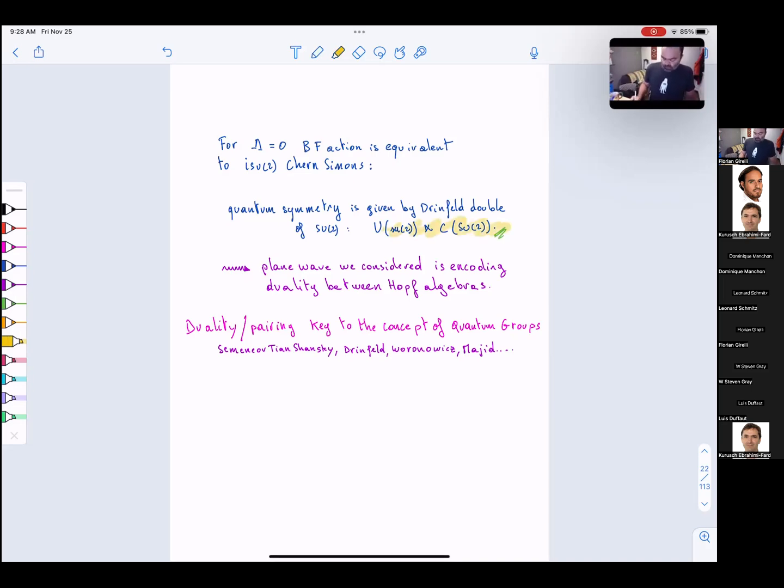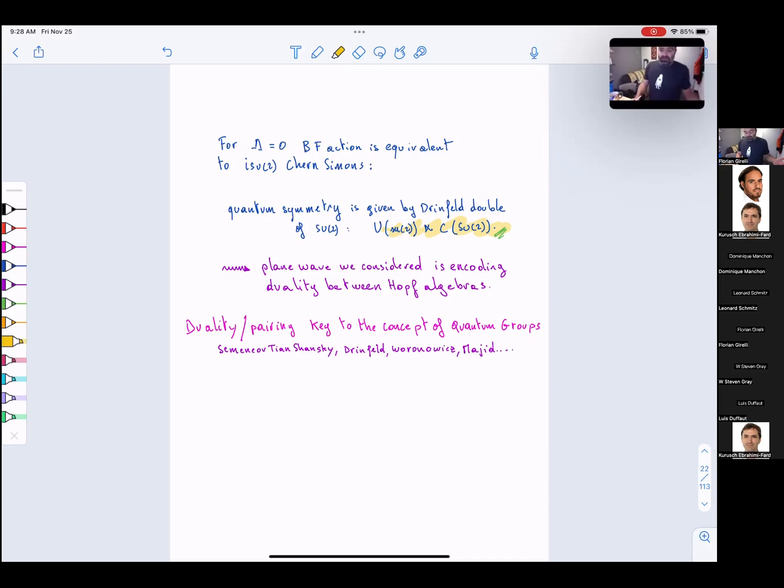And so, as I said before, to define the topological invariant, the partition function, we had delta functions, which are related to plane waves. And plane waves are the key tool for the notion of duality. And duality is a key notion for quantum groups, right? Especially in the case of the Drinfeld double and so on. And so what we would like to do now is to see if we can generalize this notion of duality of plane waves to the deformed case.